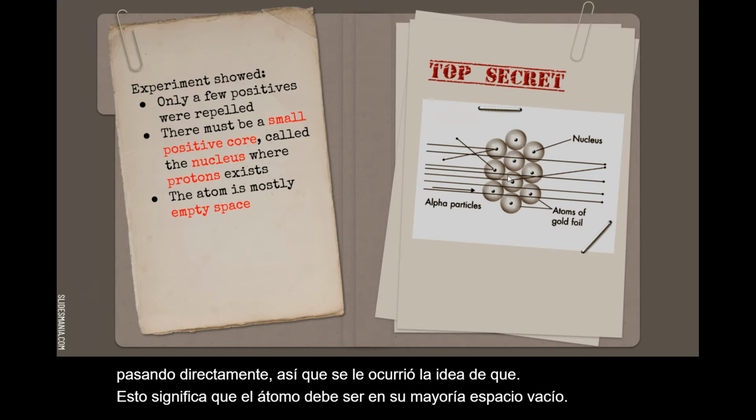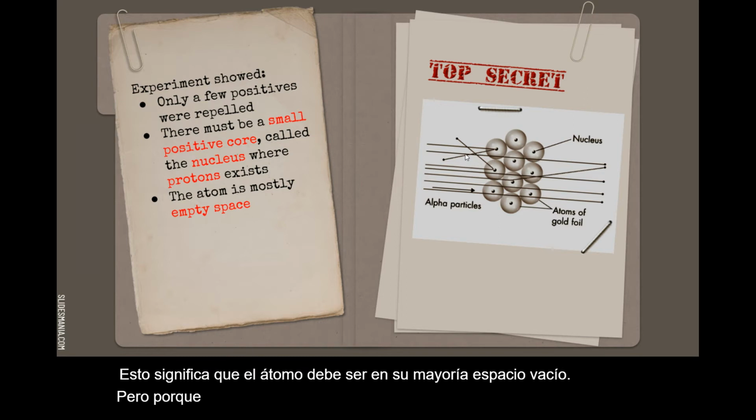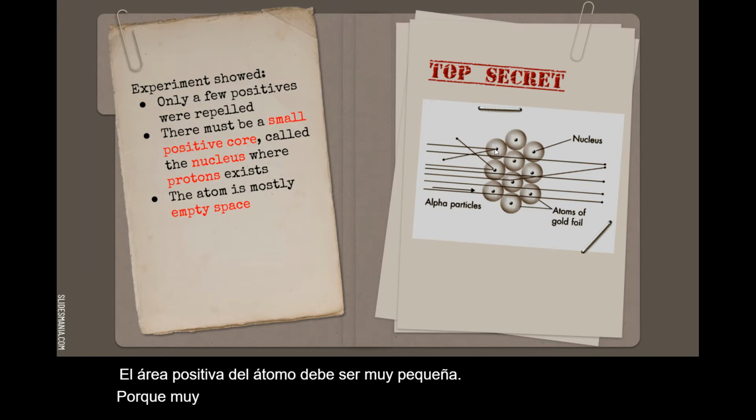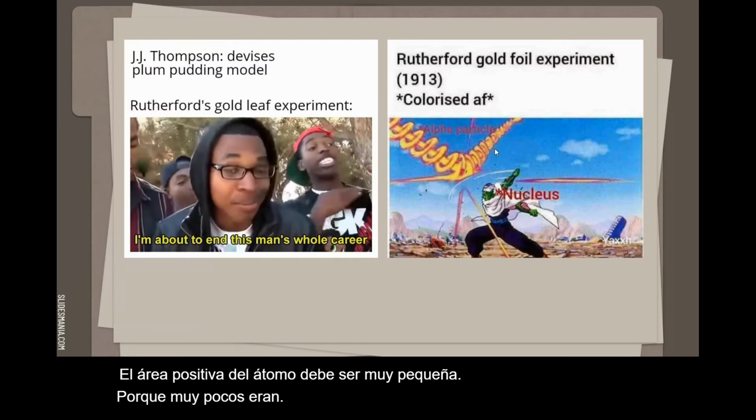But because some of the positive particles were bouncing, the positive area of the atom must be really small because so few of them were. This led to a new idea, right?